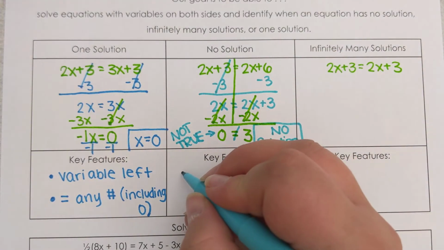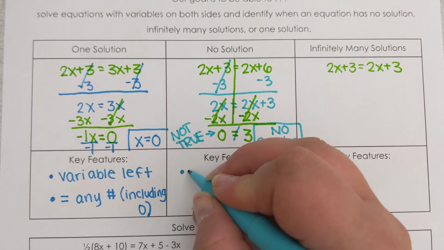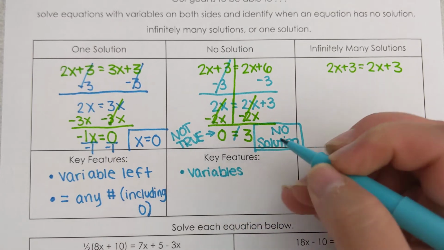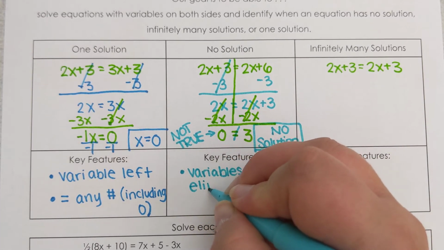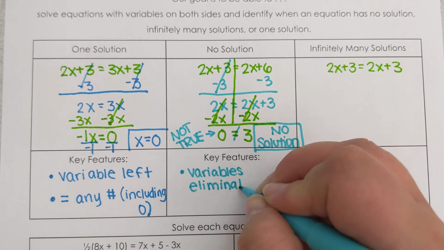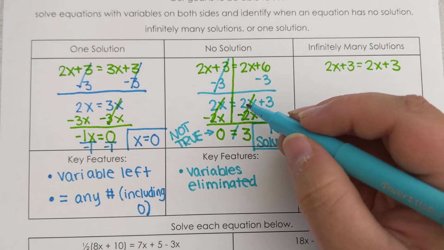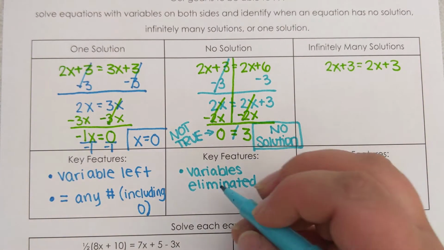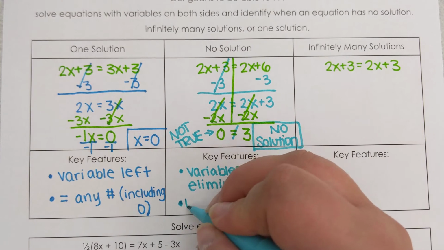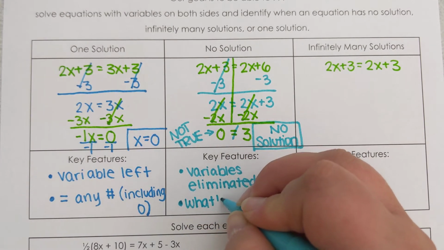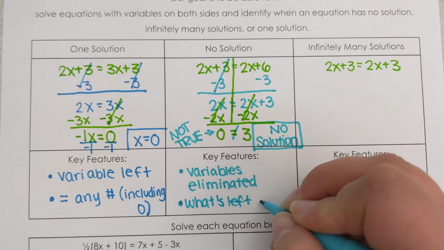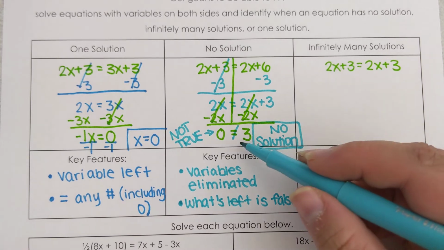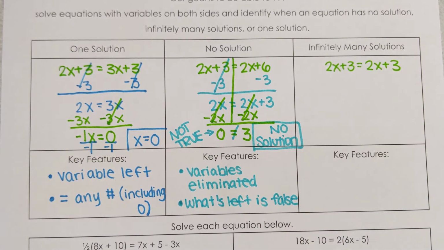What happens on this one is the variables are eliminated. What that means is they all went away. So they're all gone. There's none left. And what's left is false. So if that's not true, then we have a no solution.